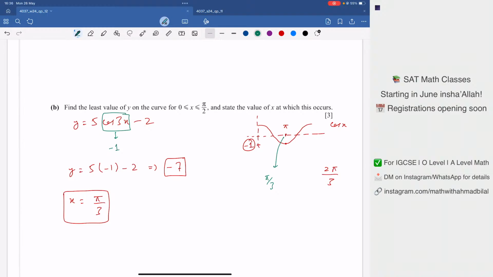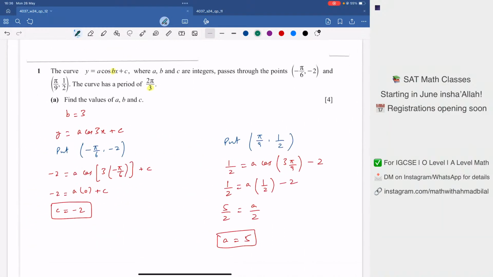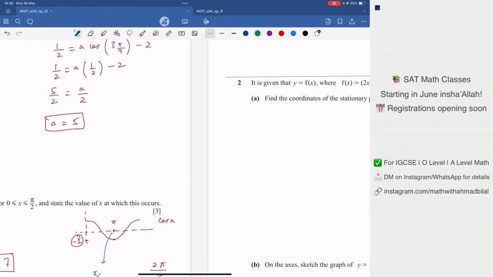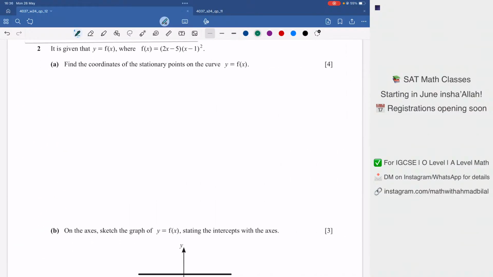All right, let's move on. Let's move on to the next one. This was the first question. The second part was a bit tricky. That's what I wanted to discuss in this question in particular. Let's have a look at this.